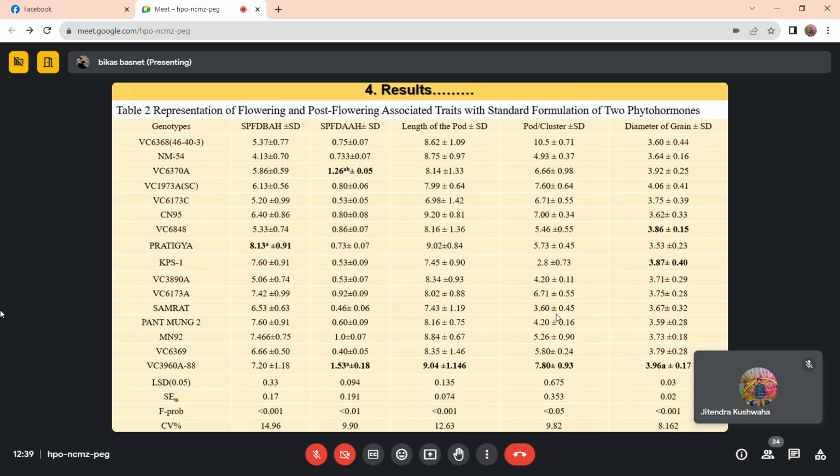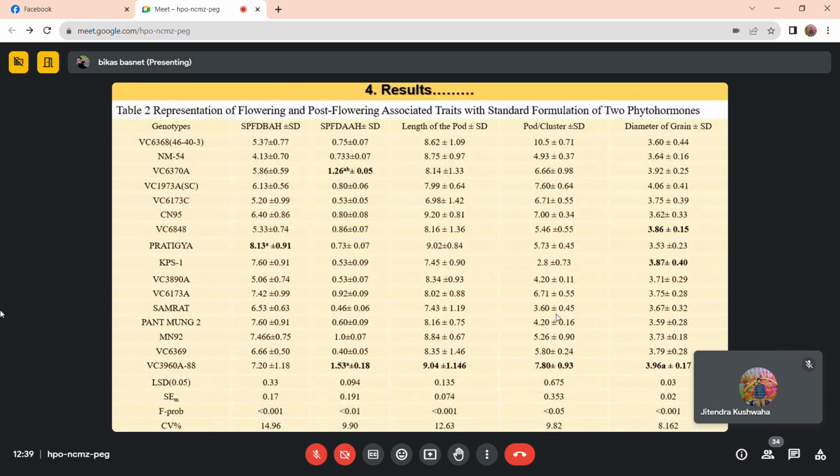And the length of the pod and the pod per cluster are highest, both traits are highest for the genotype BC39608 at 0.1% level of significance, with a coefficient of variation lying at only 12%. That indicates 12% of the data points do not fit, as shown by the Duncan mean comparison test.